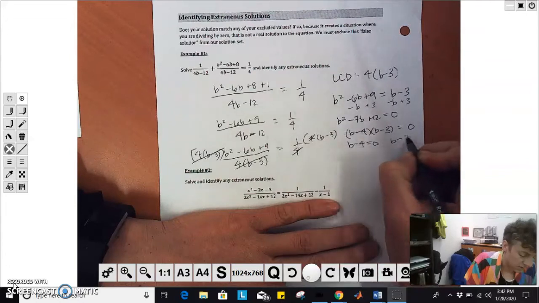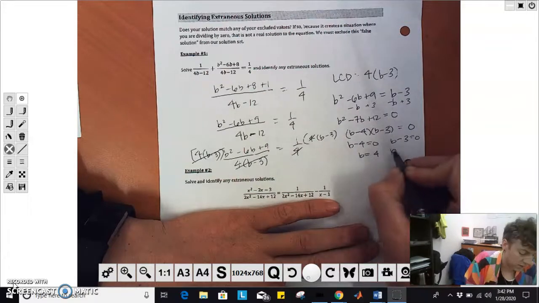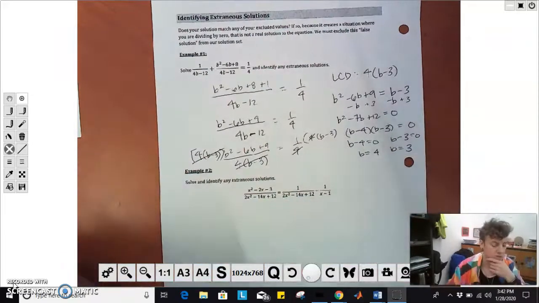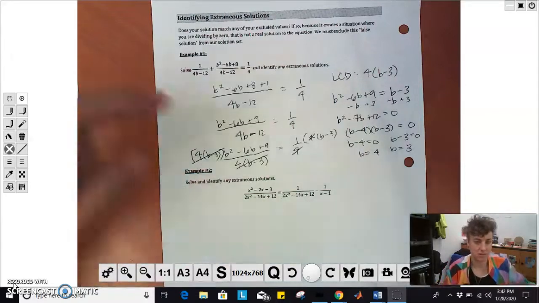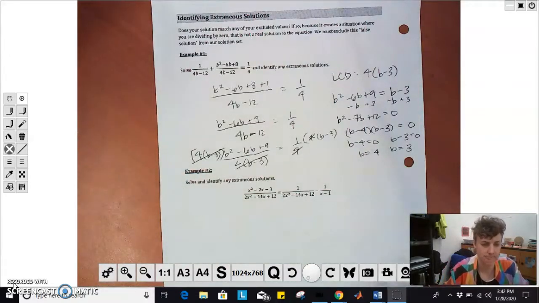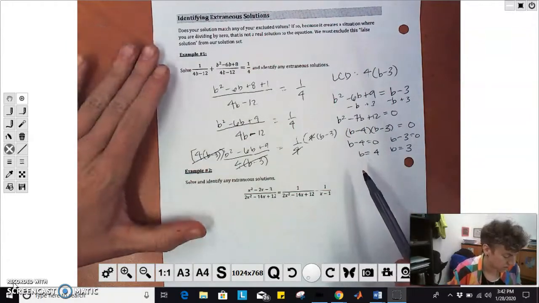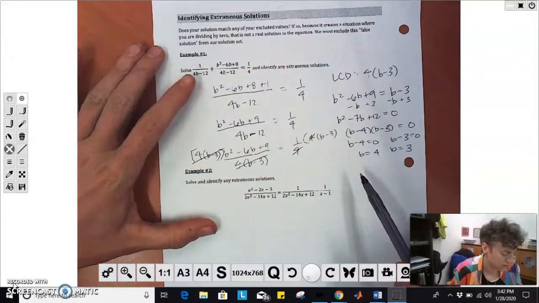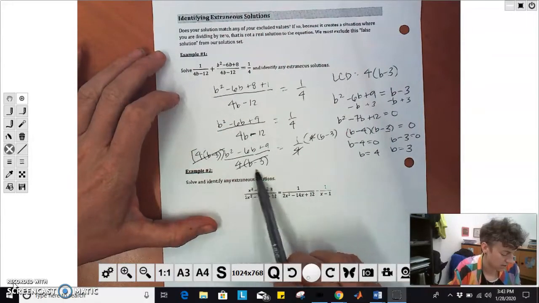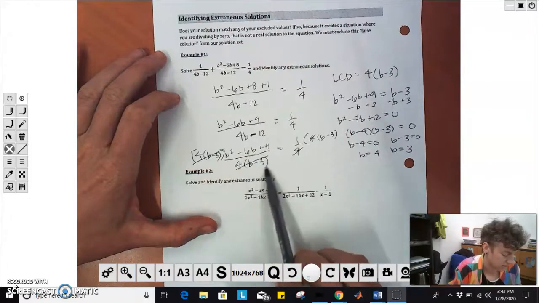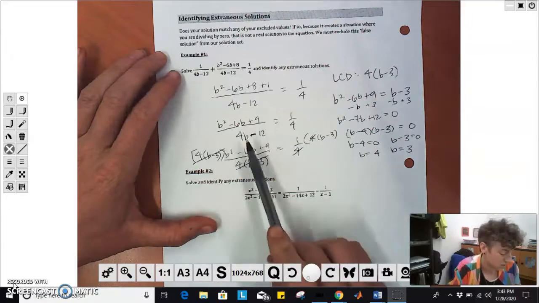So we'll get b equals 4 and b equals 3. But we need to check to see if any of these are extraneous solutions. Let's go back to our original here. Actually, I kind of want to look at this guy, because I can very easily see that one of these solutions is going to be extraneous.